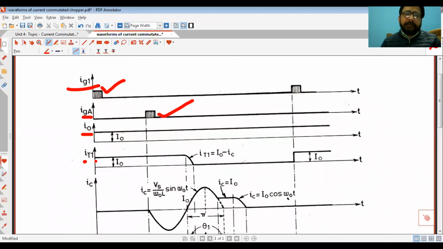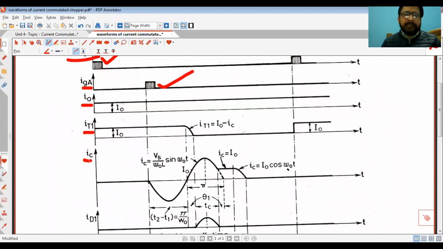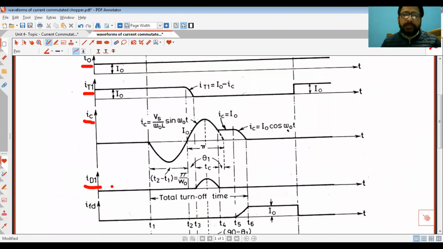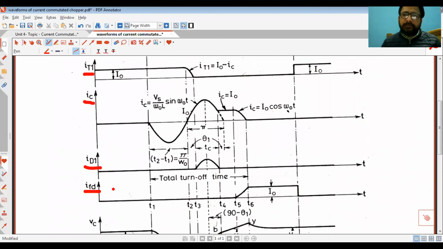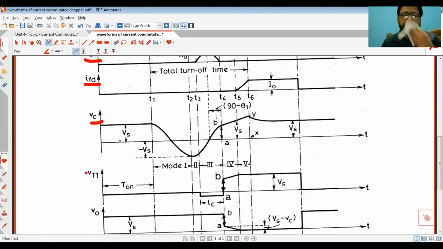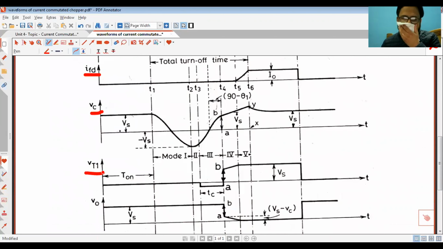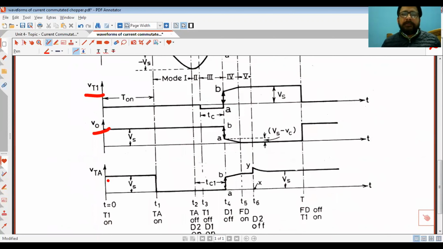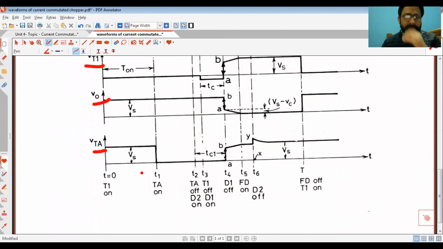It1 is the current of main SCR. Ic is the charging current or capacitor current. ID1 is the current through diode 1. IFD is the current through freewheeling diode. VC is the voltage across capacitor. VT1 is the voltage across main SCR. V0 is the output voltage. VT is the voltage across auxiliary SCR.